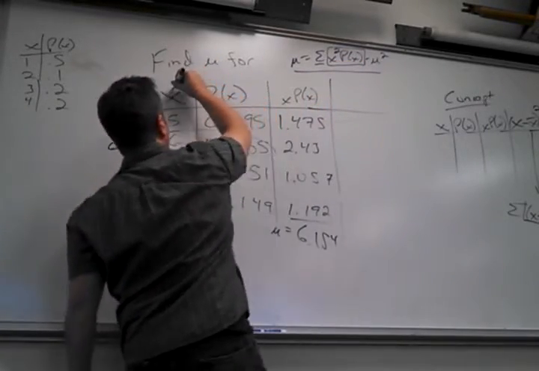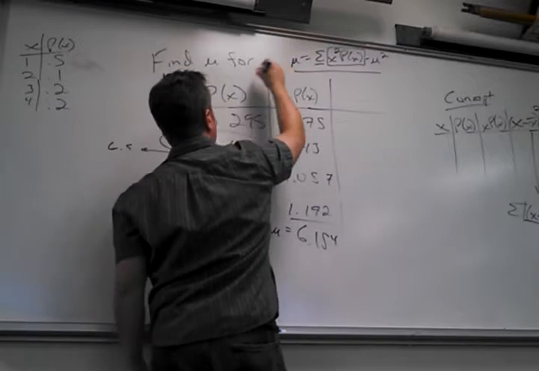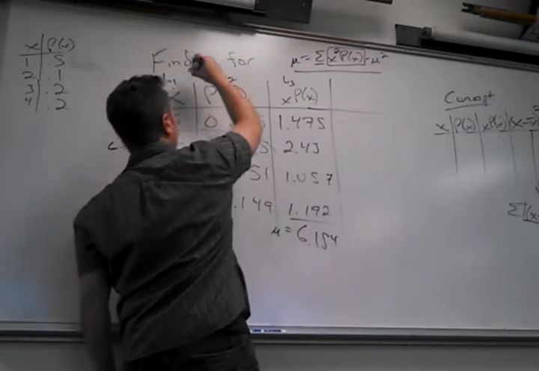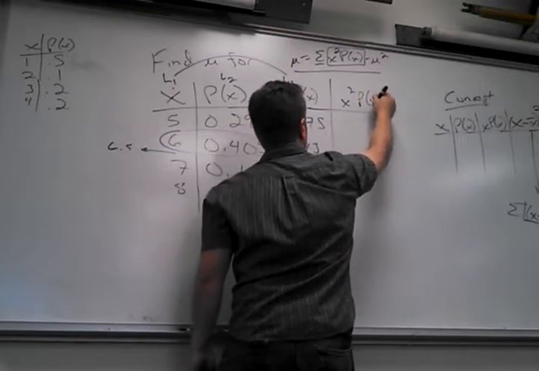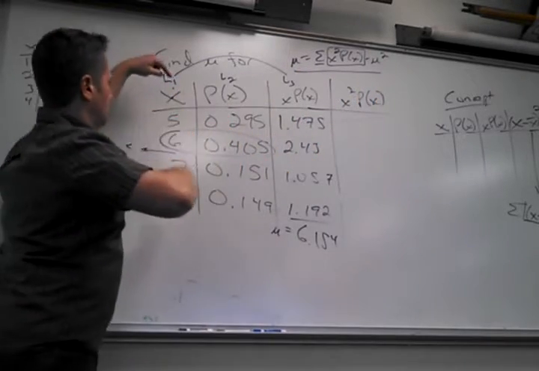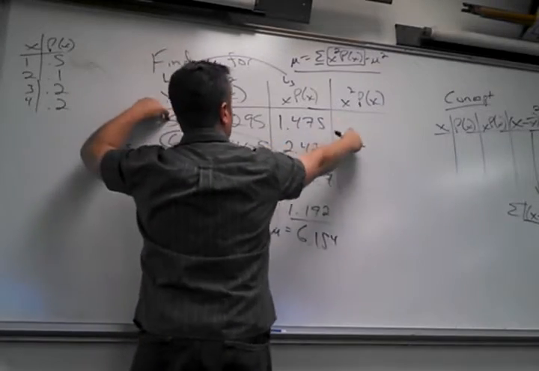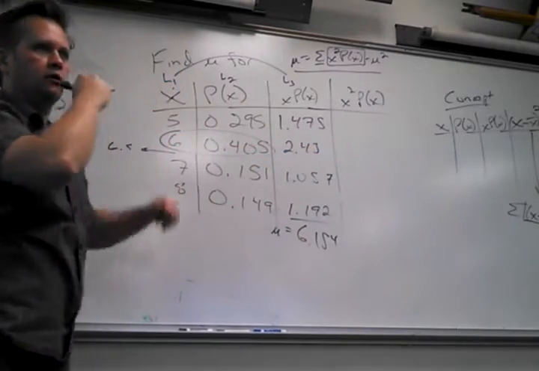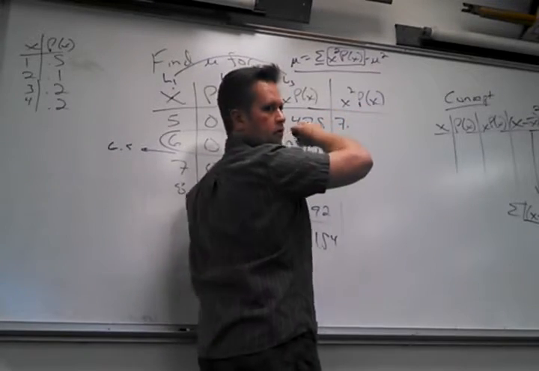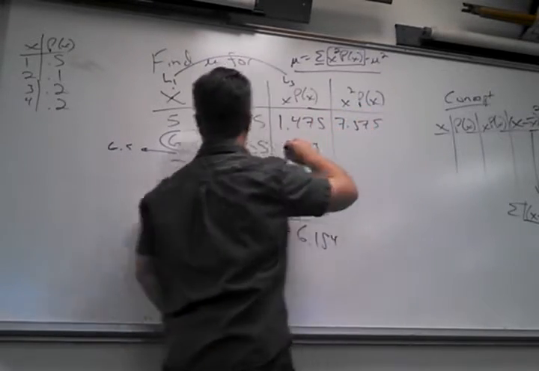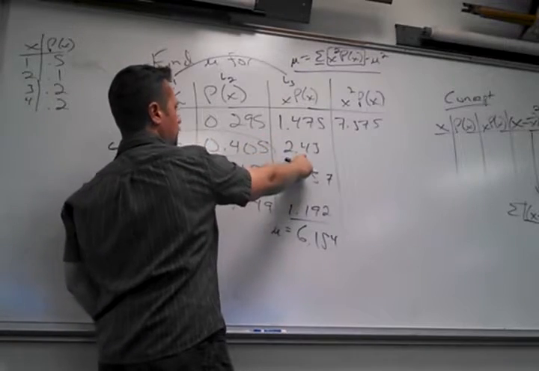Another x. So if I multiply list 1, just to get you to realize you're going to be doing a lot of this on your calculator. If I multiply that by that, I'll get x squared p of x. So if I do 5 times 1.475, somebody help me out. 7.375. All right, sounds right. And then 6 times 2.43.